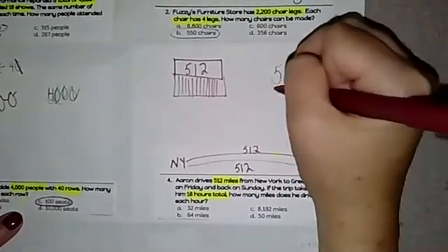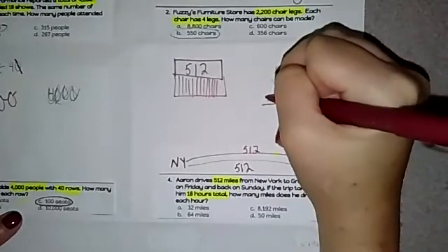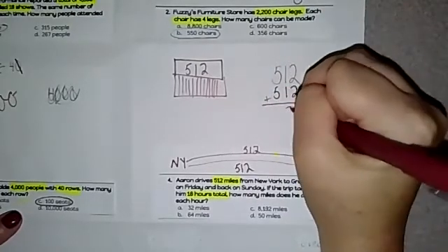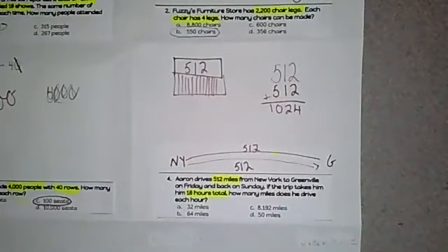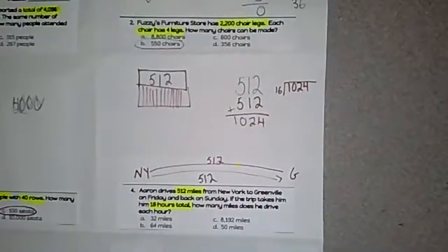So let's add the two together. So 512 plus 512. He drove a total of 1,024 miles. And then you have to divide that between 16 hours. Does that make sense? Okay, so do 1,024 divided by 16. All right, we already know the multiples of 6.